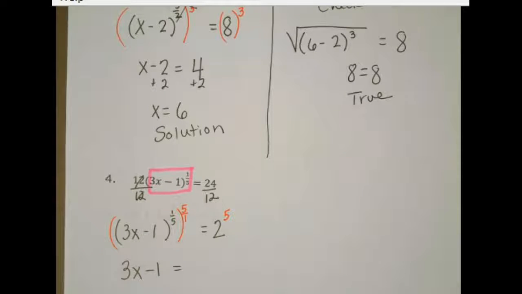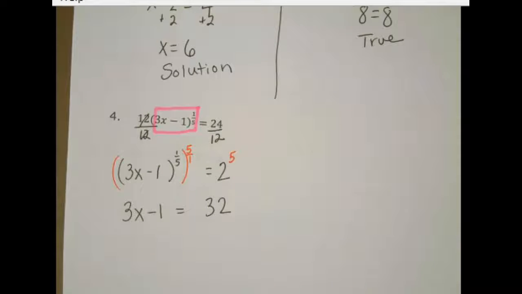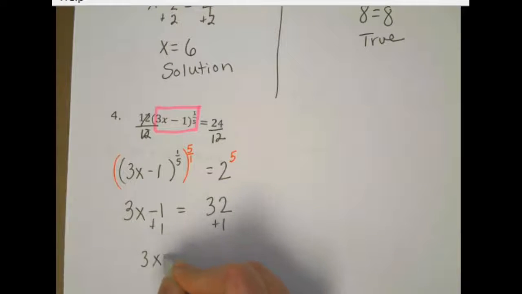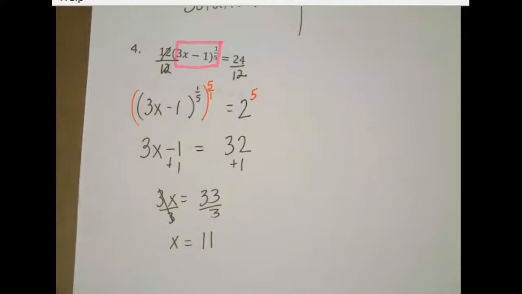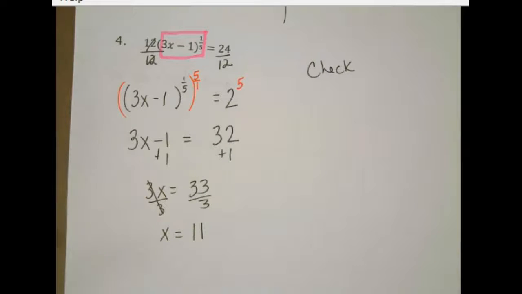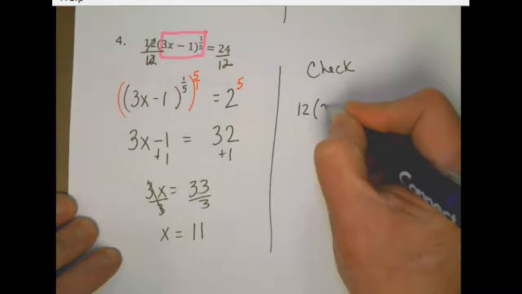2 to the 5th power is 32. Add 1. Divide by 3. And check. You have to check with the original problem before I did anything to it.